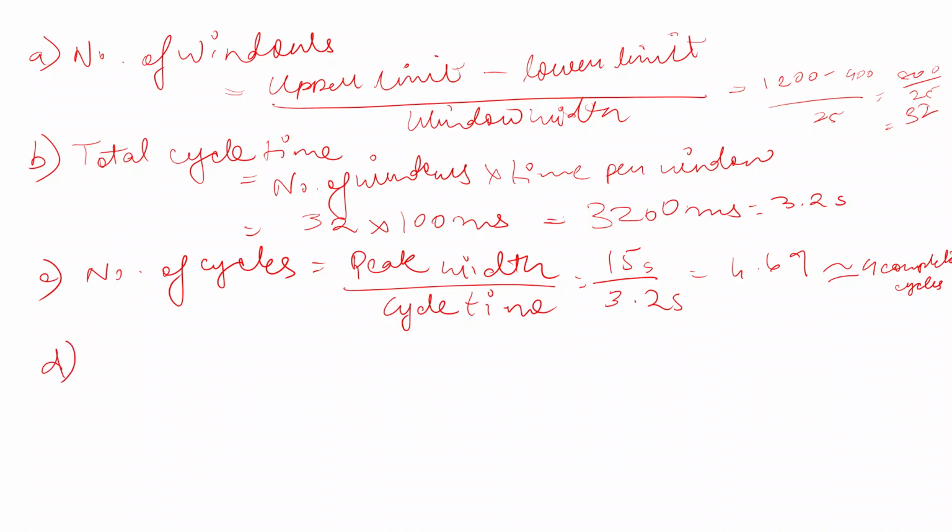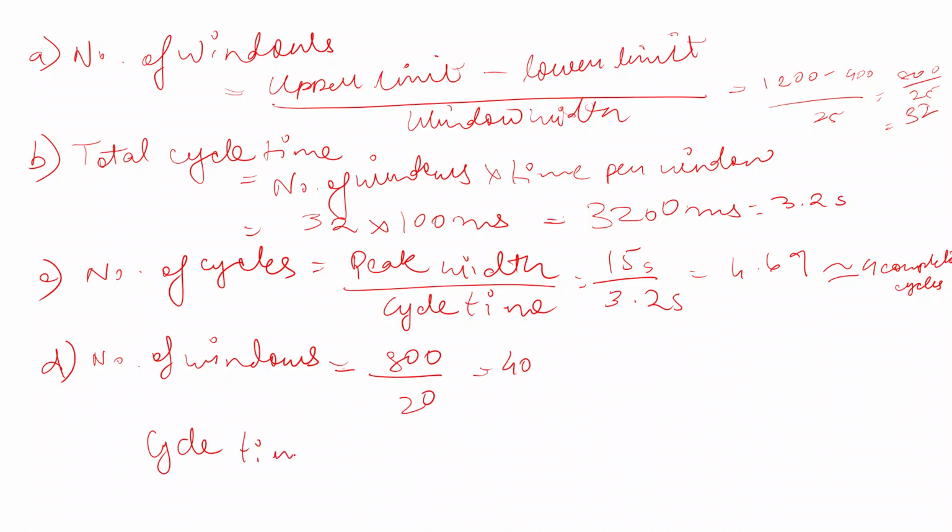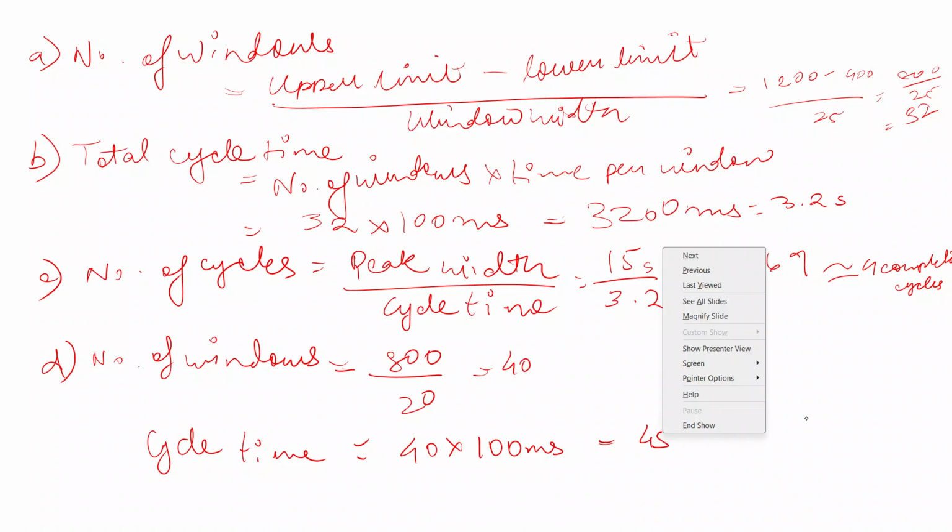And if the window size is changed to an average of 20, the number of windows will be similarly 800 divided by 20, which is 40, and the cycle time will be 40 times 100 milliseconds, which is 4 seconds.